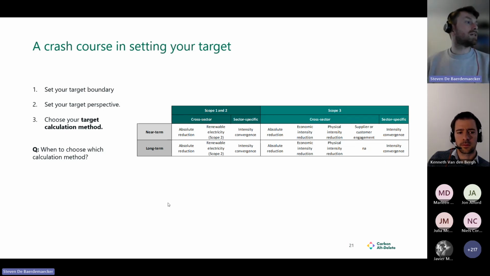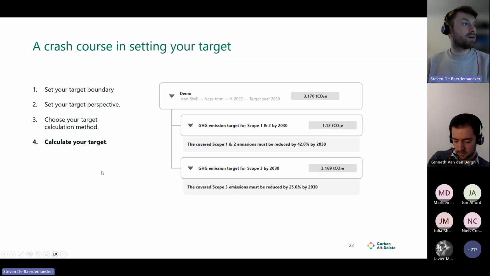Then, based on that selection of your target calculation method, I can start calculating my targets, basically by setting my target year, for example 2030, by setting my scopes and my type of target, in this case a target that is aggregated for scope 1 and 2 and scope 3, the most logical one if you see the SBTi guidance. Then based on my target calculation method, I get a certain percentage for both scopes and for the target year.